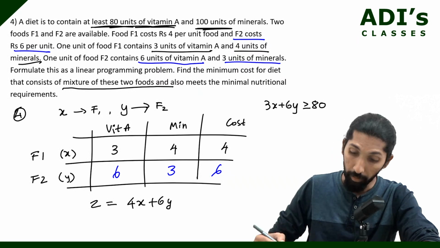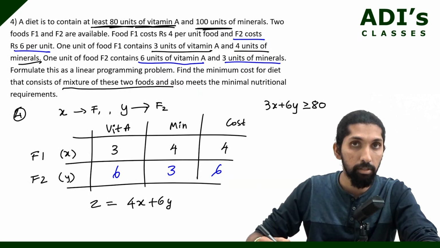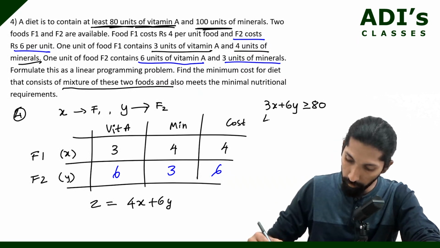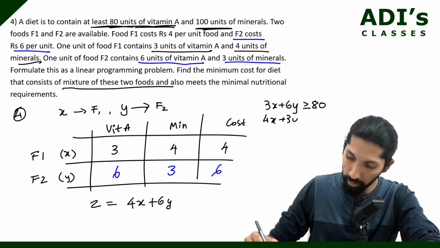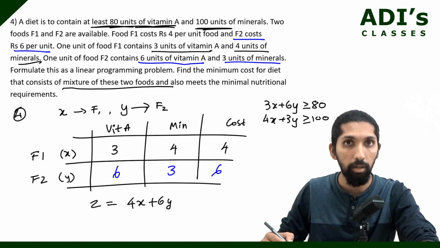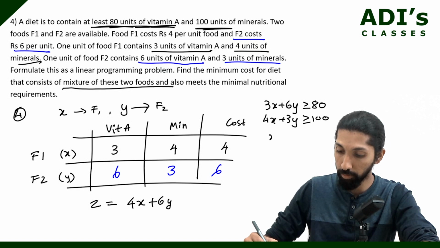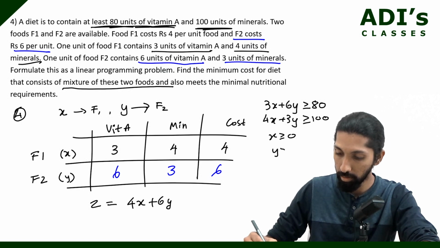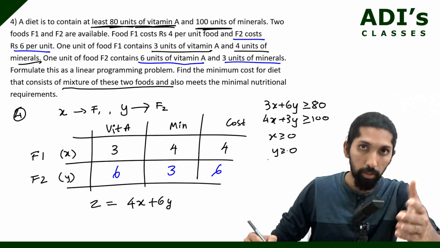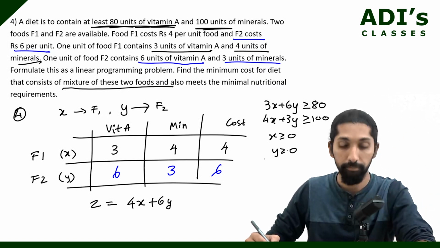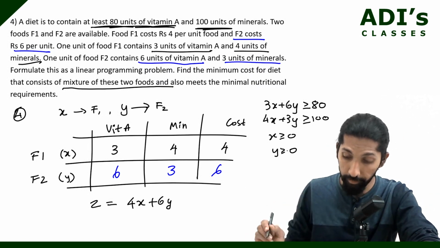Understood? Next, at least 100 units of minerals, which is 4x plus 3y greater than or equal to 100. Fine? And of course, the other two things, x is greater than or equal to 0 and y is greater than or equal to 0. Correct?